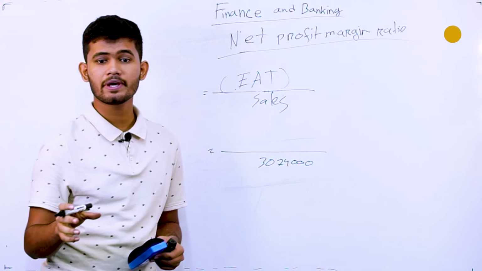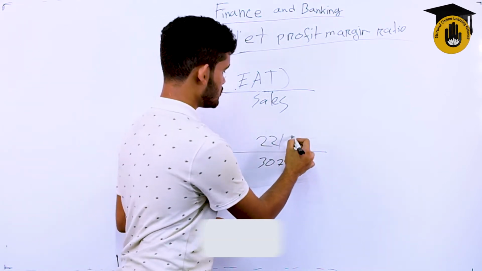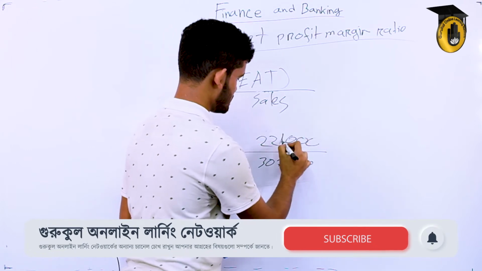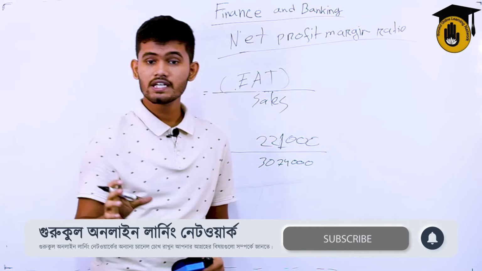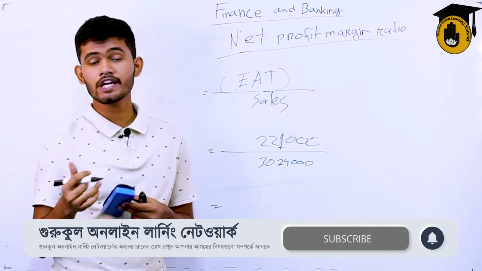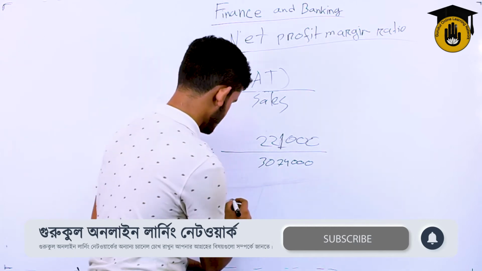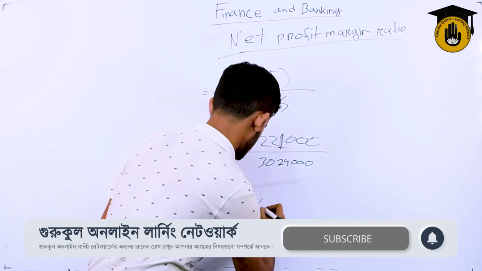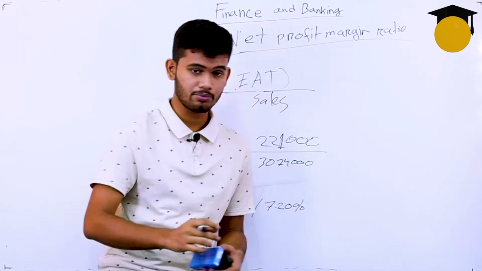Earnings after taxes will be 2,21,000. So just simply break it down to a percentage level. We get 0.0720. That will be 7.20%.